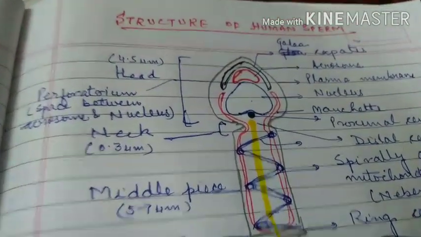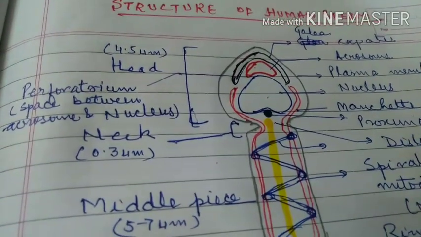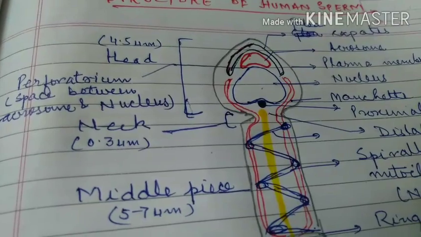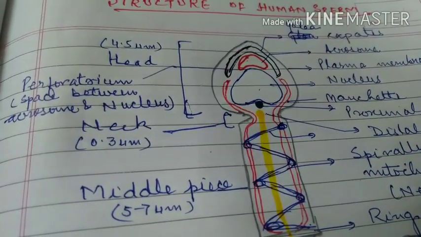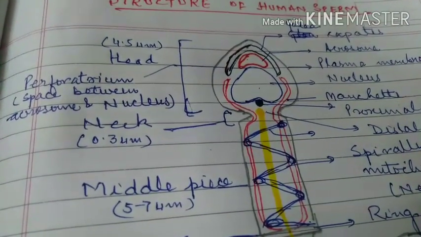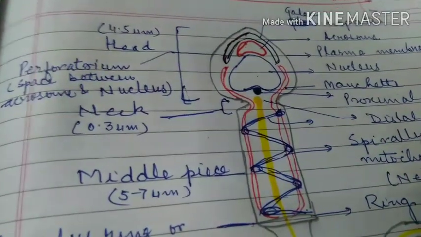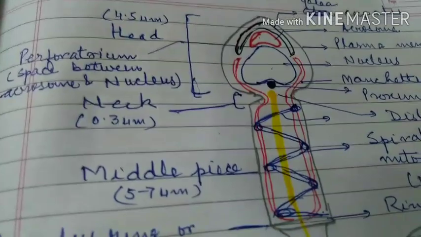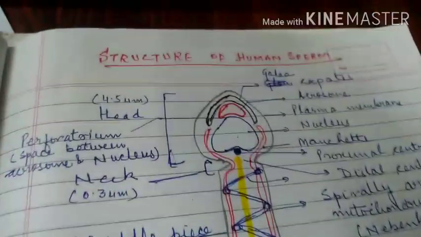Today we will do the structure of human sperm. Human sperm was first seen by Leeuwenhoek in the semen. It has a length of 60 μm and a width of 3.5 μm. The body basically has four parts: the head, neck, middle piece and the tail.